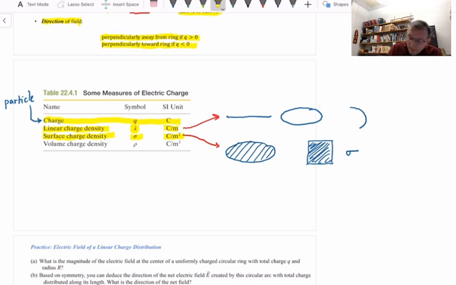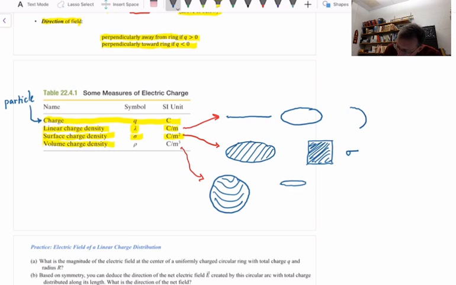And then thirdly, you could have charge smeared out throughout an entire volume. That starts to get a little bit harder to draw, but that would be something, for example, shaped like a solid sphere. Let me try to denote that like so. A sphere with material all throughout it, and you've got charge in that material. So you've got charge spread out throughout a volume. Or maybe something shaped like a cylinder, with charge smeared out throughout its volume. There you've got charge per unit volume, or volume charge density.